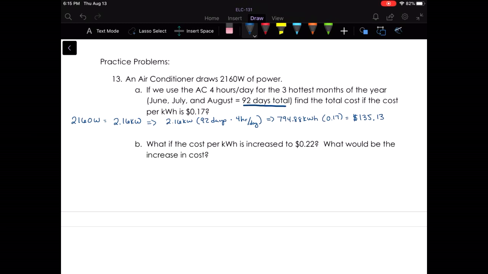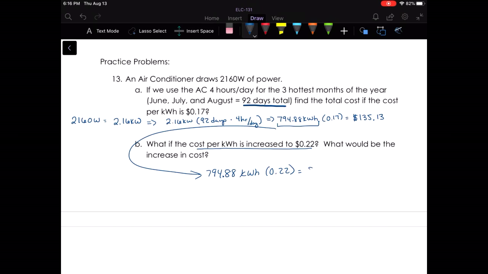Now, if we increase the cost per kilowatt hour to 22 cents, what would that do to the cost for the whole summer? Well, we have the same amount of kilowatt hours. So I'm just going to bring that back down here. We don't have to recalculate that. But this time I'm going to multiply it by 22 cents instead. And I see that that is going to cost us about $174. So what's the difference? It's 5 cents, right? 5 cents.